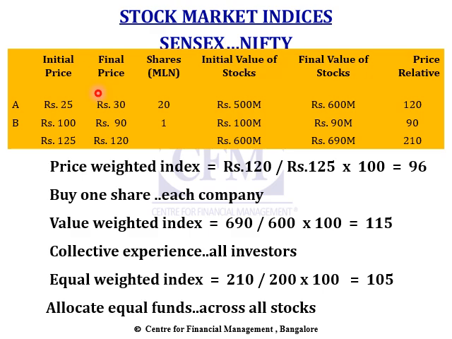4 shares in A would be worth 120 rupees in the final year. One share of B would be worth rupees 90 in the final year. So 120 plus 90 would be the value of his portfolio in the final year. His initial investment is 200 rupees. So the equal weighted index is 210 divided by 200 multiplied by 100. It works out to 105, which means an investor who invests an equal sum of money in each of these two stocks will enjoy an appreciation of 5%.